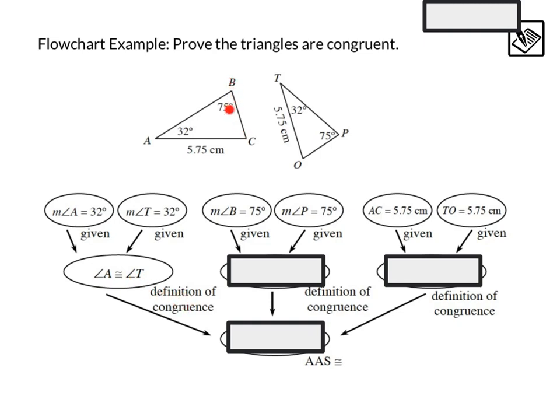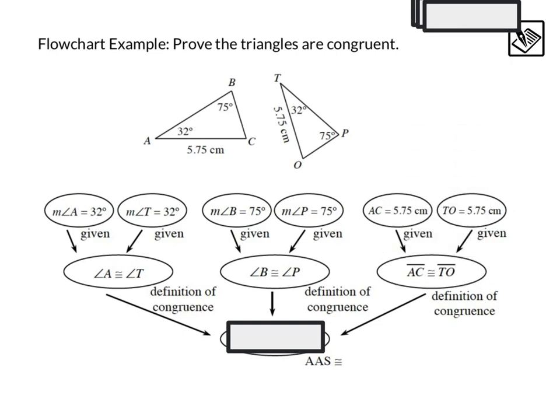Likewise, we can see measure of angle B is 75. Measure of angle P is 75 degrees, so we can say that angle B is congruent to angle P. Notice these were given, and we could say these are congruent based on the definition of congruence. The last information given to us are these side lengths. AC is 5.75, and TO is 5.75 as well. Since that information is given to us, we can say that line segment AC is congruent to line segment TO.